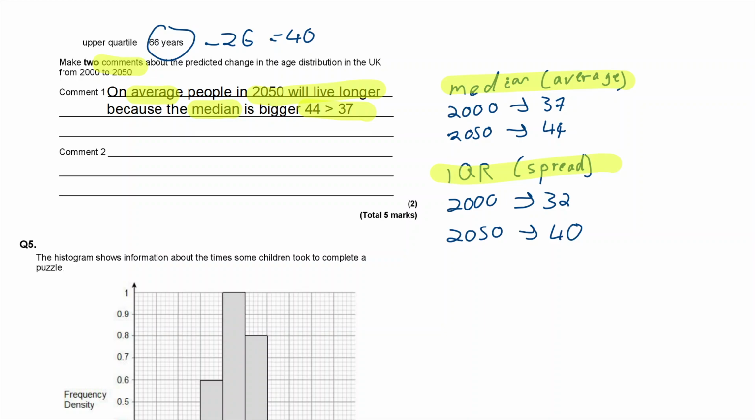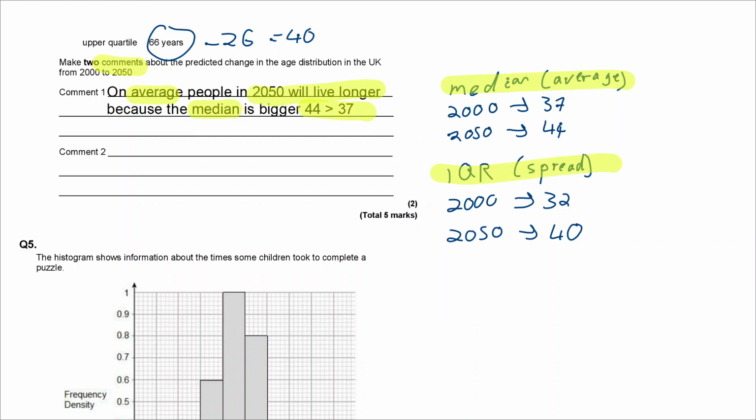Let's have a look. This is question 4, isn't it? Yeah, that looks good. Guys, if I made a mistake reading anything, just let me know in the comments. That should be fine. And then comment 2, we're going to be looking at comparing the spread or the variability or the variation. So let's go and do that.